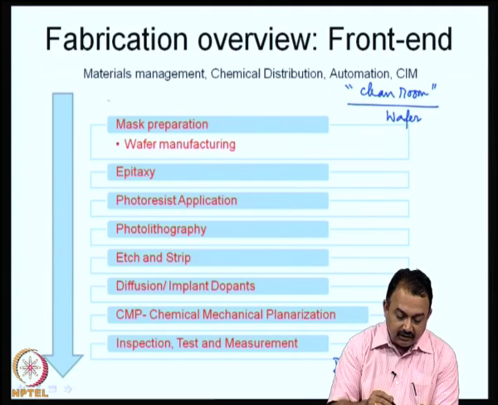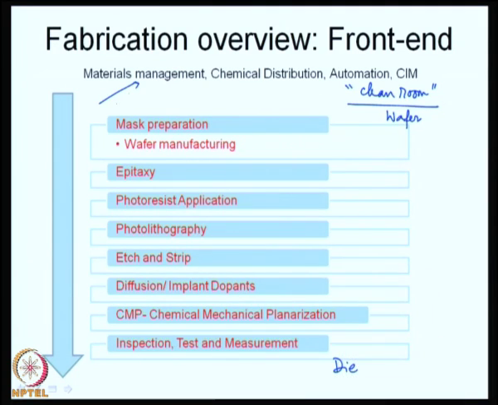In this fabrication setup, you have to know a lot about materials management. What is the starting material? What are the chemicals that are required to process the starting material into a final product that is known as the die, that is tested and certified? So, there will be a lot of automation, and there will be computer integrated manufacturing right from the start to the finish. Okay. So, we look at the steps one by one.